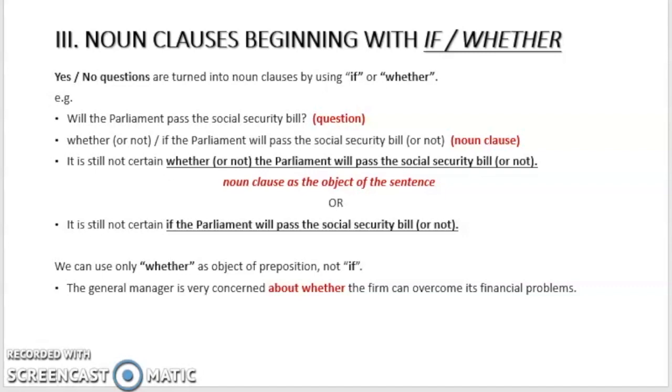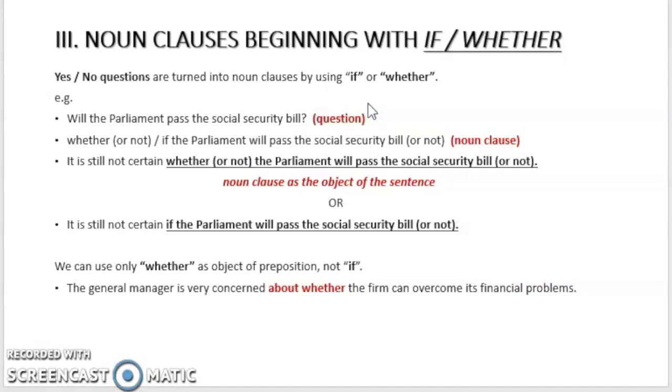We want to use this noun clause as part of a sentence. Here is our example. It is still not certain whether or not the Parliament will pass the Social Security Bill or not. Alternatively, we can also say it is still not certain if the Parliament will pass the Social Security Bill or not. As you can see, we cannot use or not immediately after if. In other words, when you use if at the beginning of a noun clause functioning as the object of a sentence, you need to use or not at the end of the noun clause.